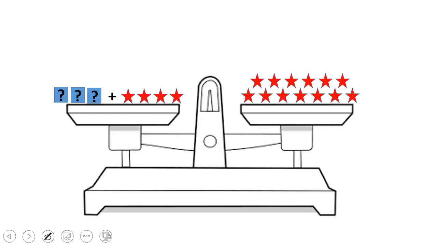So again, here's a model. And in this model, I now see that I have three of these boxes, these three unknown boxes, plus these 4 stars, and they are equal to the 13 stars on the other side. So how do I represent these 3 unknown values? I use a variable, and that variable in this case is x. So I can write an equation out of this that 3x plus 4 is equal to 13.